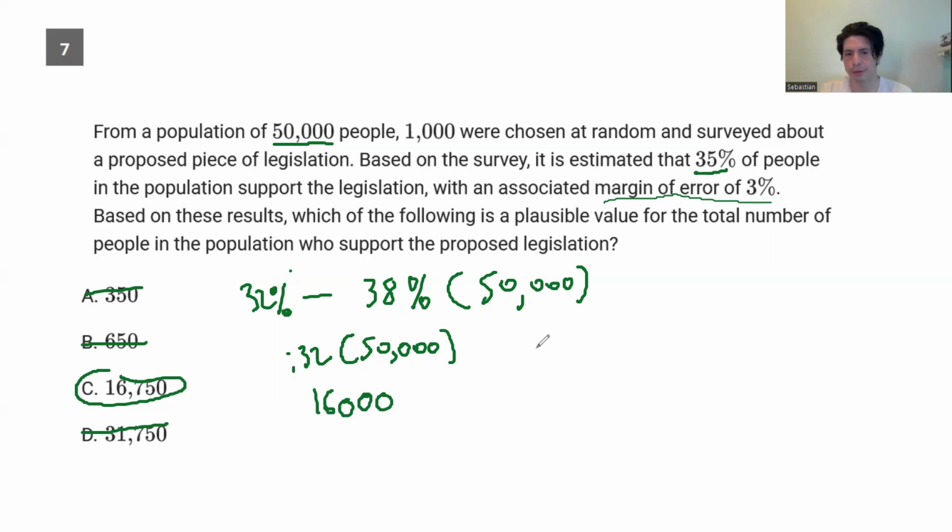And then we do it over here for 38. So it'll be 0.38 times 50,000. Half of 38, right, is 19. And then we're going to add the 3 zeros. So we're going to get 19,000. So the value has to be between 16 and 19,000. And look, C is right in that range.